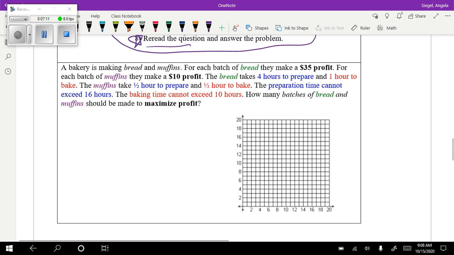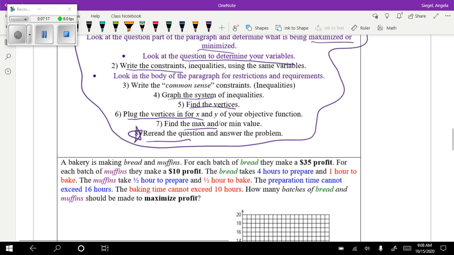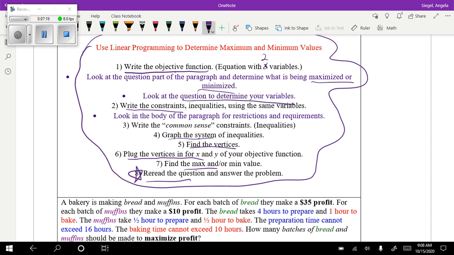So the first thing I want you to do is read through this word problem, and I want you to figure out, let's go back up here, the objective function and the inequalities. So go ahead and try that.